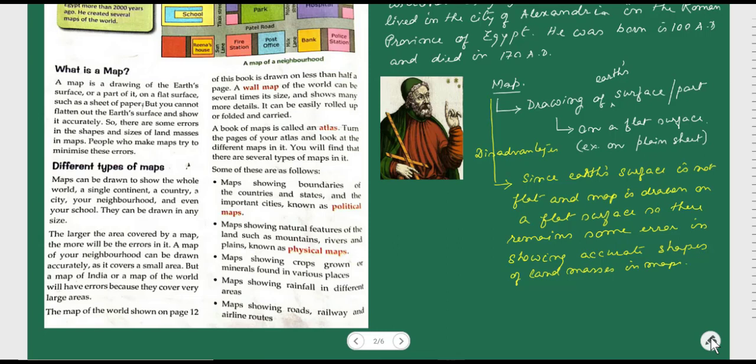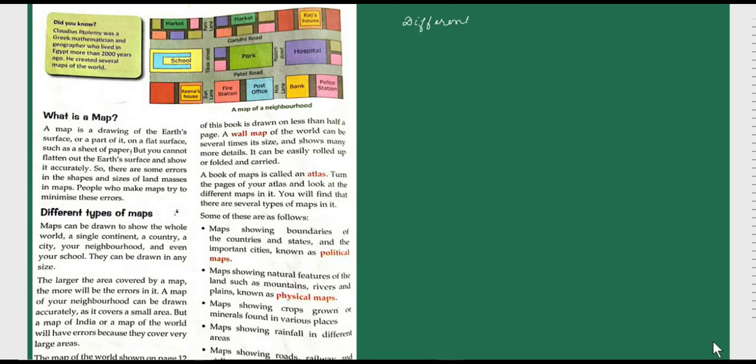So there are different types of maps. A wall map of the world can be several times smaller than the actual size, and show so many more details than that. Okay, so different types of maps are there. This is the whole world map, we can say.